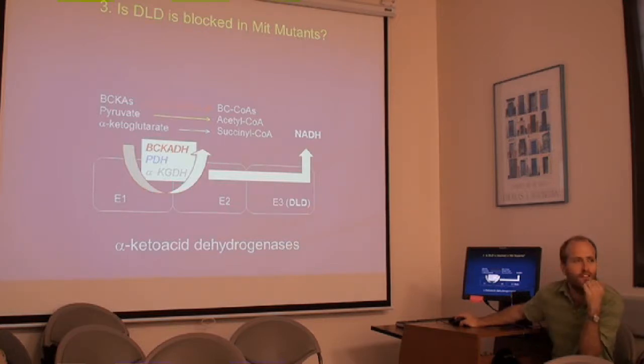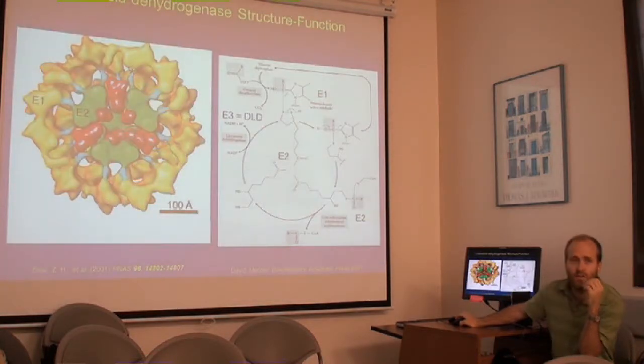So let's test that. In fact, not only that, maybe the prediction is if we knock out DLD using RNAi, we could recapitulate the white phenotype. Maybe we could recover not only the metabolic profile, but actually the longevity. So what's going on there?